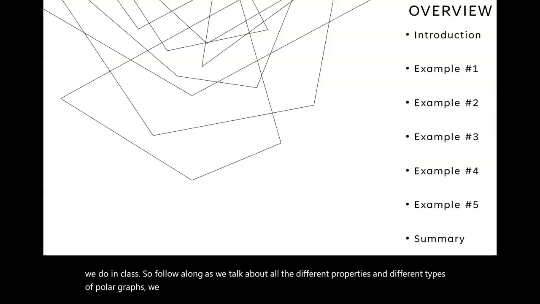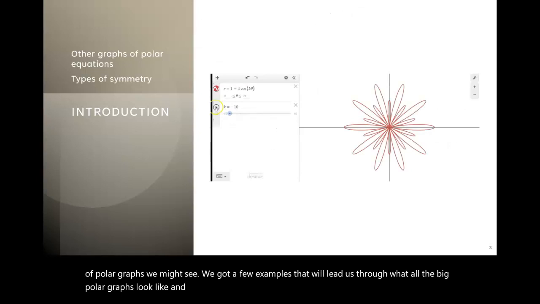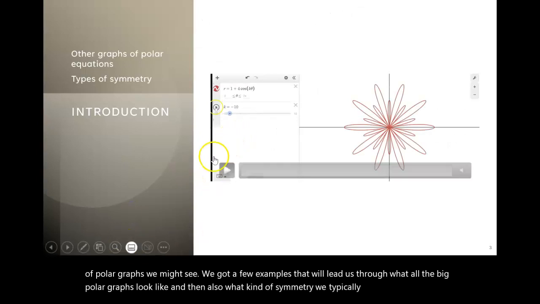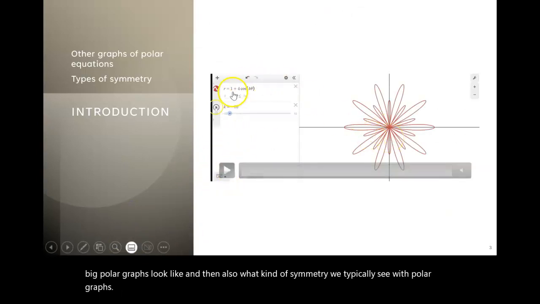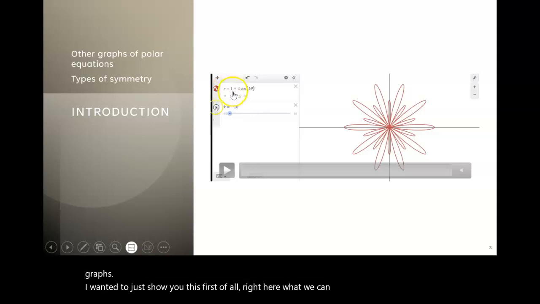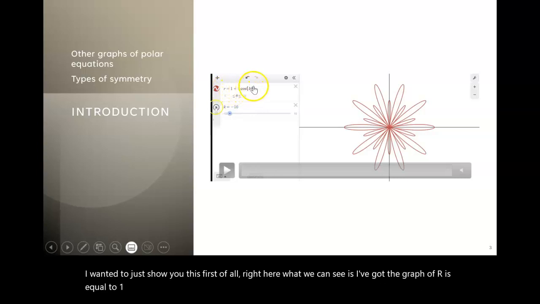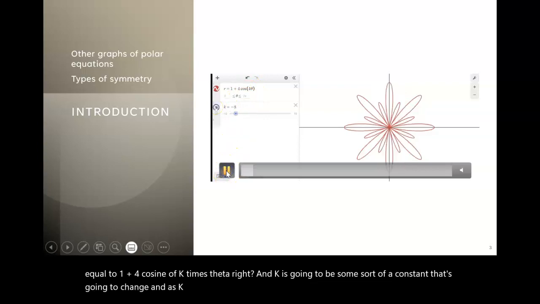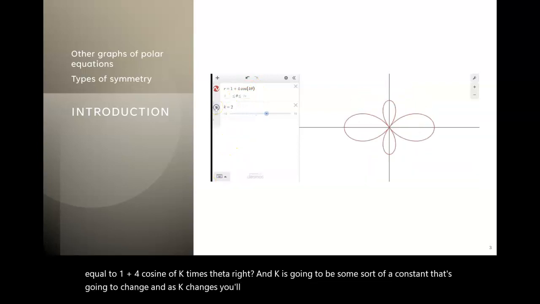We've got a few examples that will lead us through what all the big polar graphs look like, and also what kind of symmetry we typically see with polar graphs. I wanted to just show you this first of all. Right here, we can see the graph of r equals 1 plus 4 cosine of k times theta, where k is some sort of constant that's going to change. And as k changes, you'll notice that you get all kinds of different graphs.